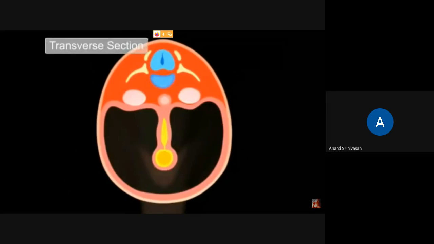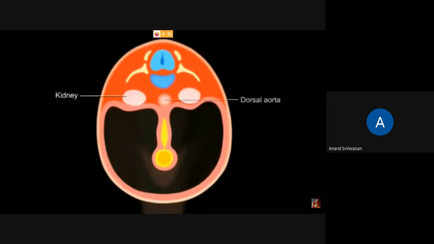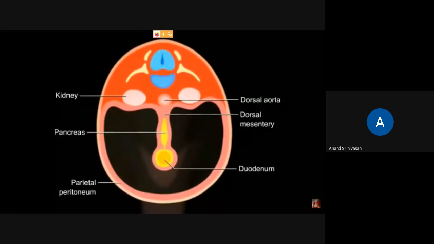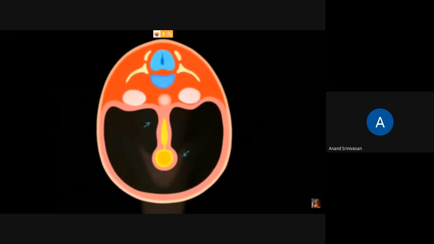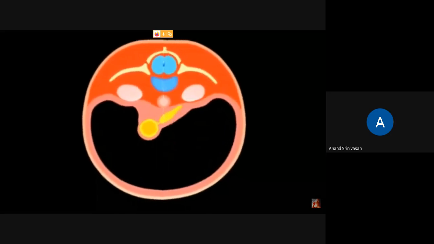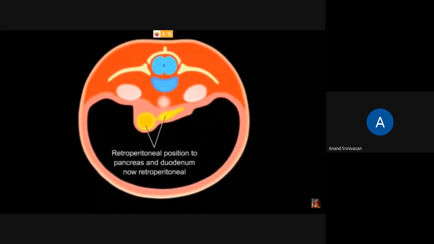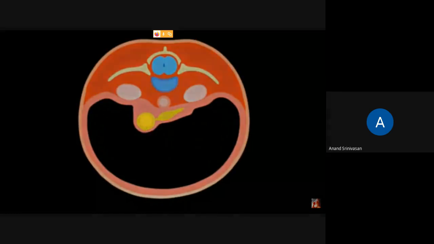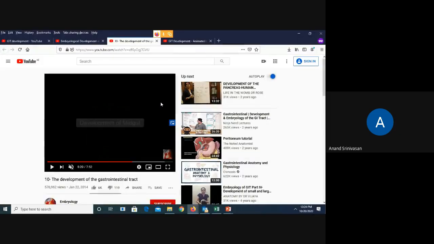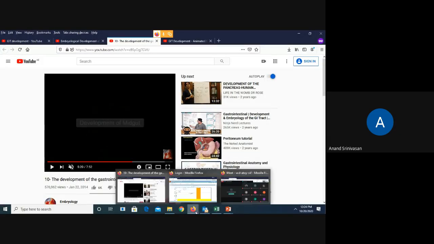Here you can see the stomach and the duodenum, initially facing the posterior side towards the vertebral column. Because of the rotation, what happens? There is rotation of the stomach as well as the pancreas. So the pancreas, which is initially intraperitoneal, later becomes a retroperitoneal structure.